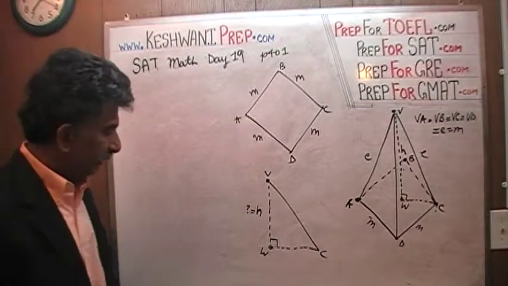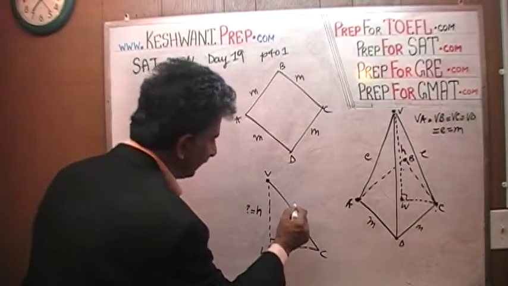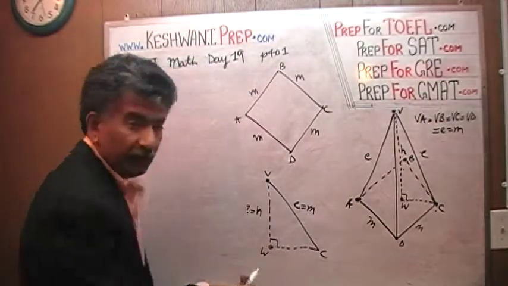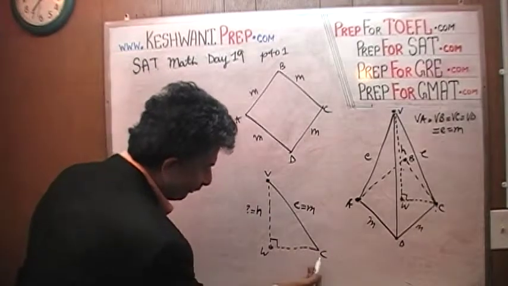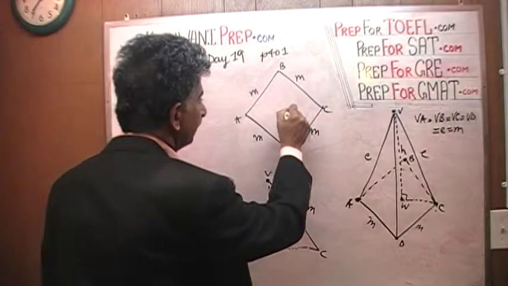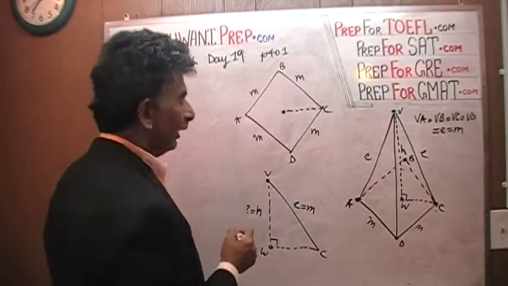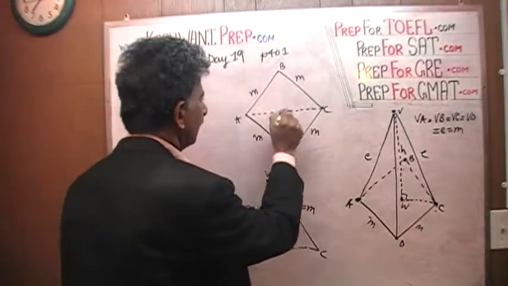Our first job, in order for us to find the height, is that we need to know what this base is. We already know what this is. They're telling us this is E, which is the same as M. So this is a known quantity. We can use a simple Pythagorean theorem and figure out the h if we can somehow establish what W to C is. W to C is right here, which is half the diagonal. So we're going to figure out the entire diagonal.